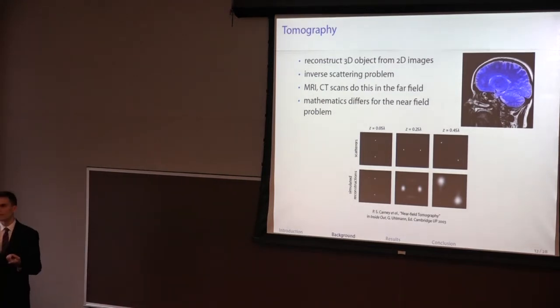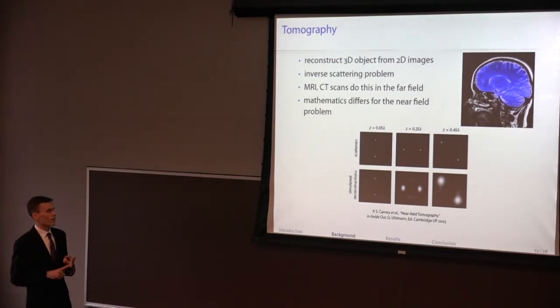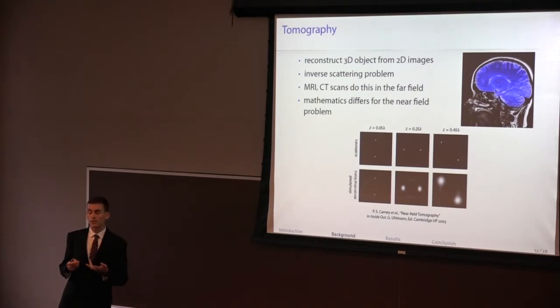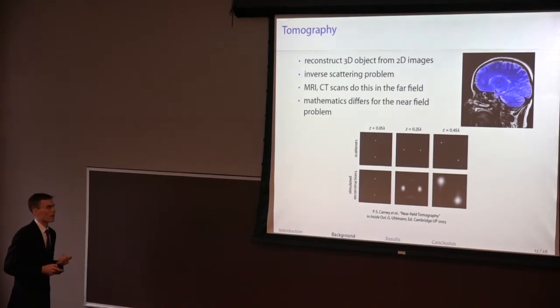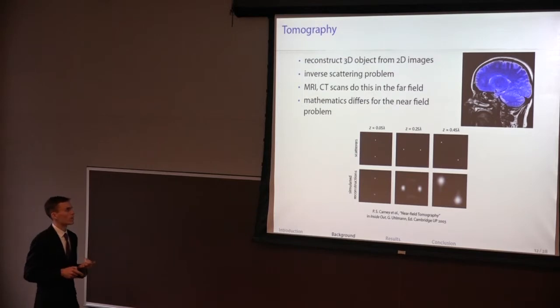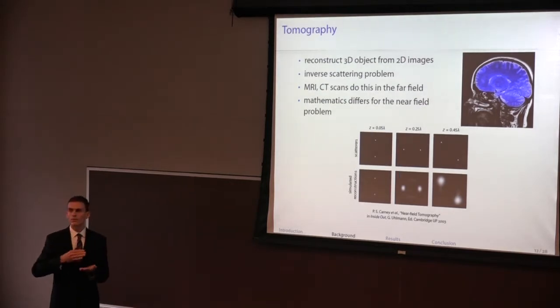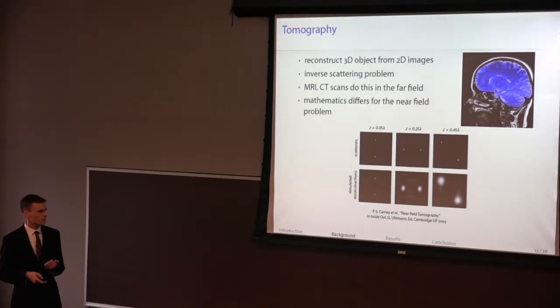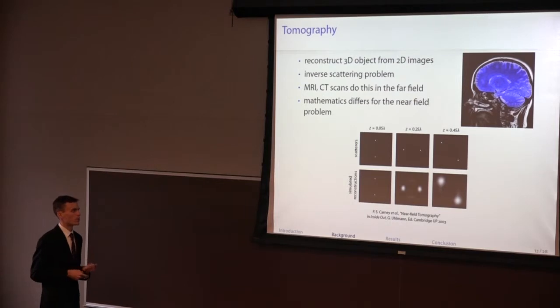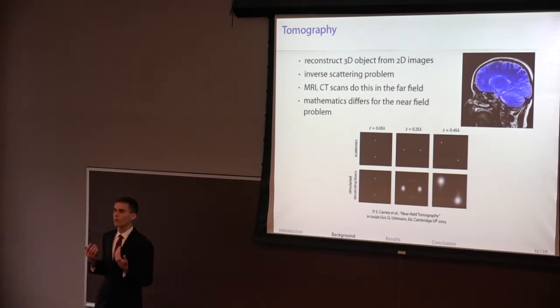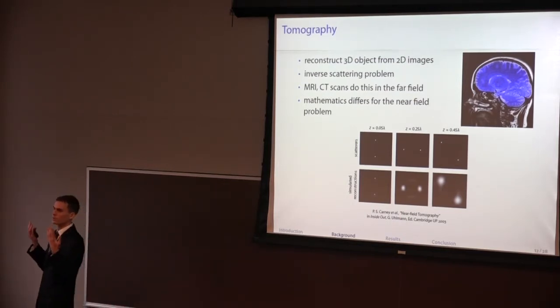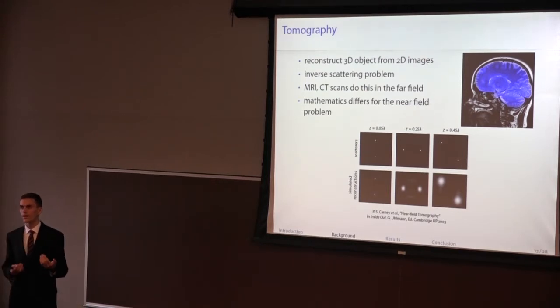So you can actually do it in the near field as well. It's a little bit more difficult mathematically, but it has been recently demonstrated. If you consider maybe point scatterers that exist with different orientations at different depths inside of a sample, these authors were able to solve the inverse scattering problem. So they were able to collect basically the scattered field and figure out where those point scatterers were.